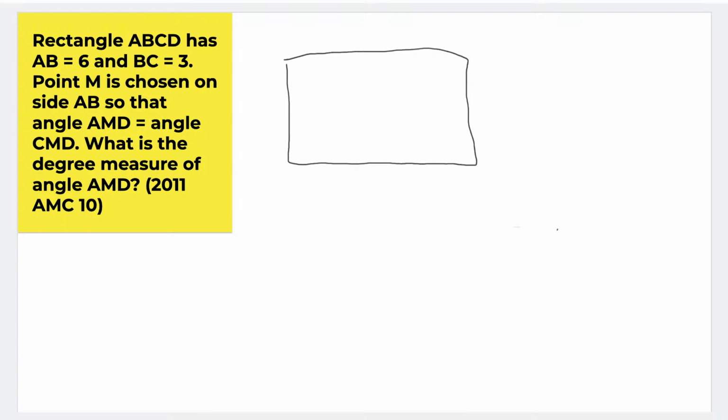So now I'll just draw the diagram. We know that rectangle ABCD, AB equals 6 and BC is equivalent to 3. Now we know that point M is chosen on side AB, so that angle AMD equals angle CMD. So pretend I choose M here. AMD equals CMD. And we want to find out the angle measure of AMD.